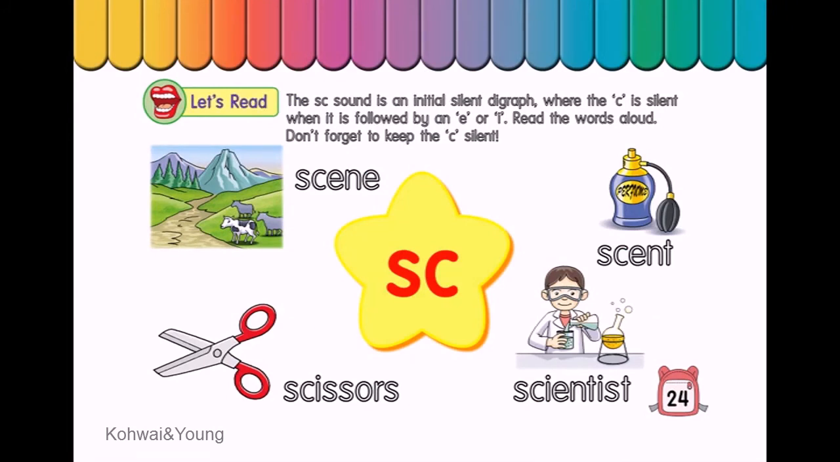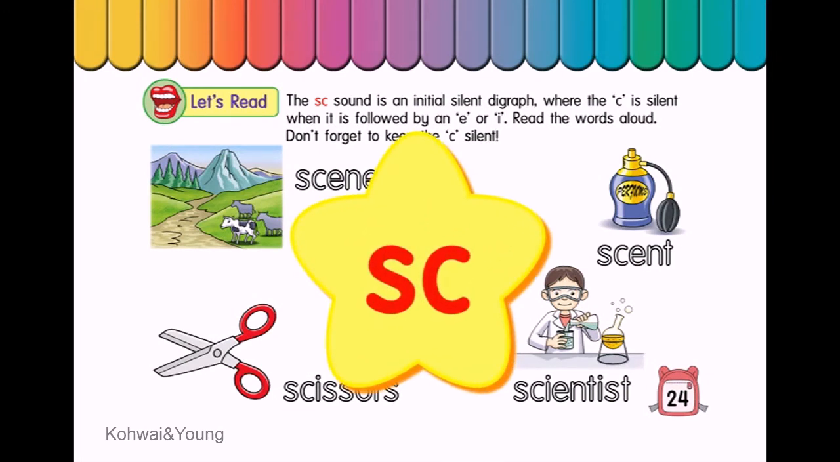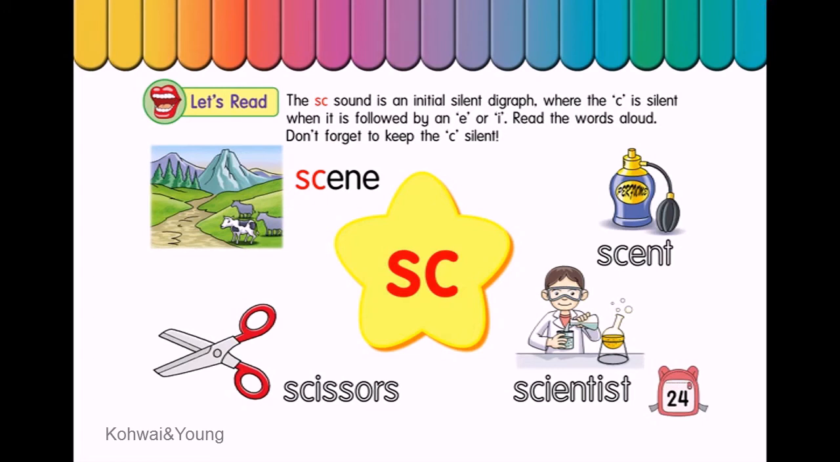Let's read. The s sound is an initial silent digraph where the c is silent when it is followed by an e or i. Read the words aloud. Don't forget to keep the c silent. S, seen, scent, scissors, scientist.